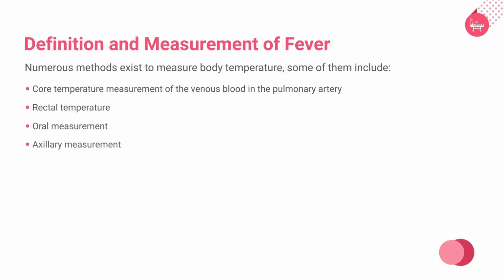Axillary measurements lack reproducibility. Body temperature is accurately measured by an intravascular thermistor. Measuring temperature by infrared ear thermometry, or with an electric probe in the rectum, is an acceptable alternative. In the next slide, we will tackle the epidemiology of fever.